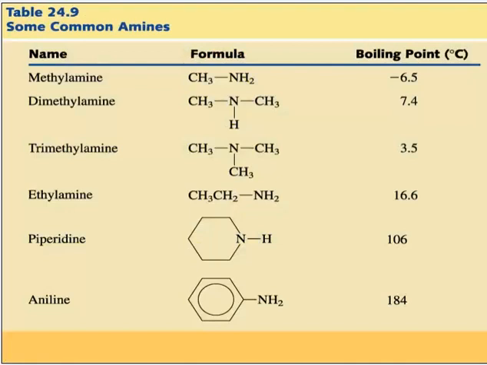For example, CH3NH2 is called methylamine. CH3NHCH3 is dimethylamine. CH3NCH3CH3 is called trimethylamine, and so on.